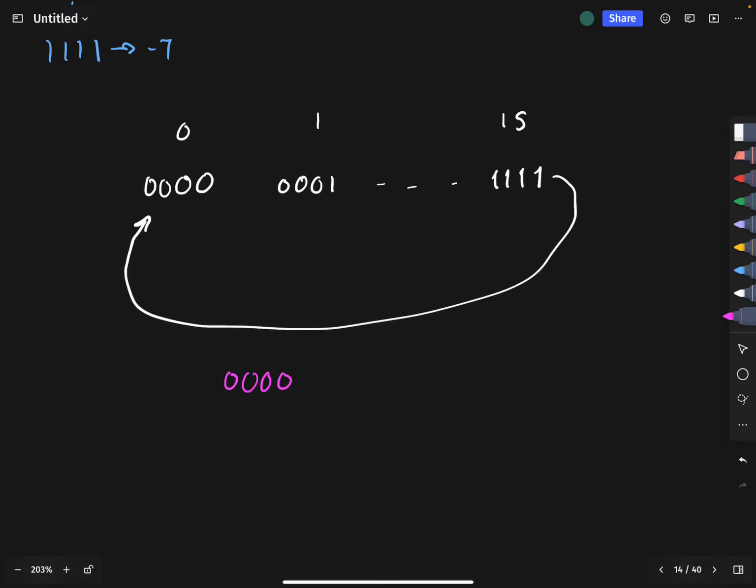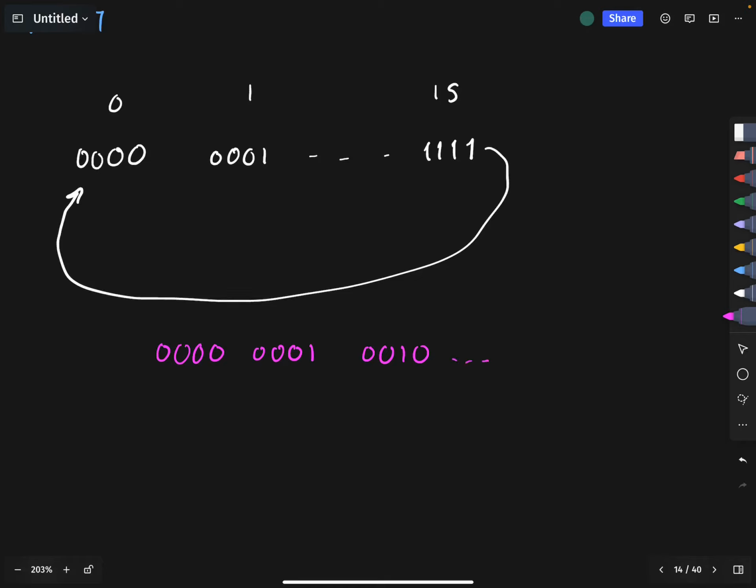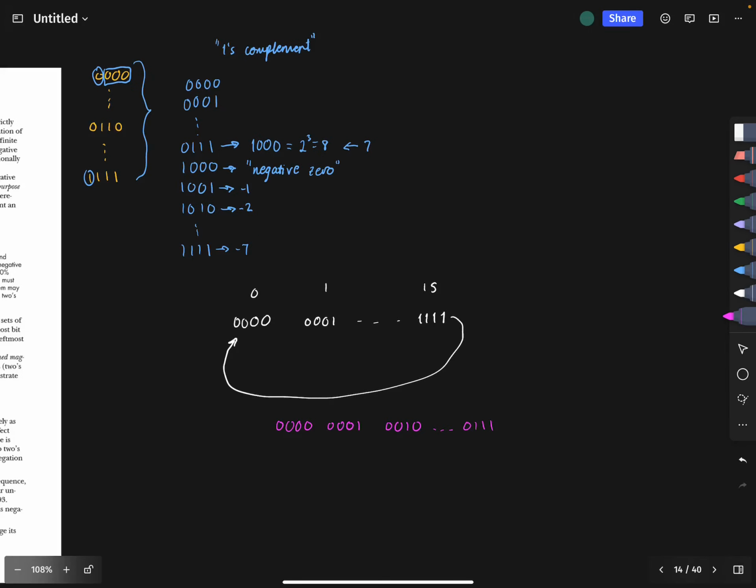So let's go to here, and then say 0, 0, 0, 0, 0, 0, 0, 1, 0, 0, 1, 0, and so on until we get to 0, 1, 1, 1. Now, rather than letting the next number be some extra instance of 0, as we've seen up here, that if we added 1 to this, we would get 1, 0, 0, 0, and that in the previously discussed system would get treated like a negative 0, which we don't want.